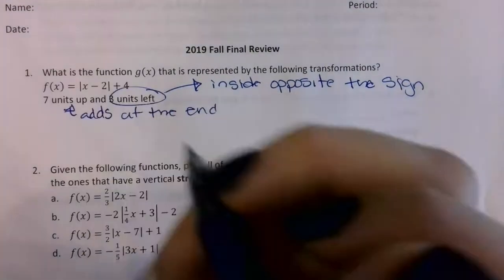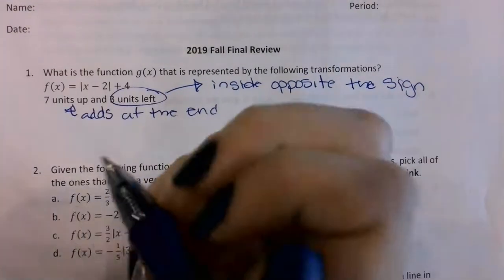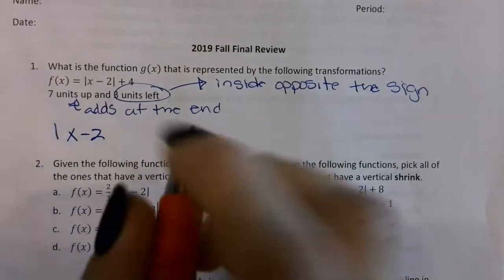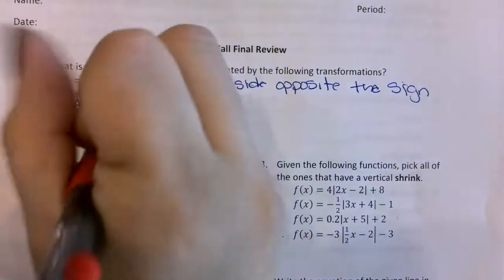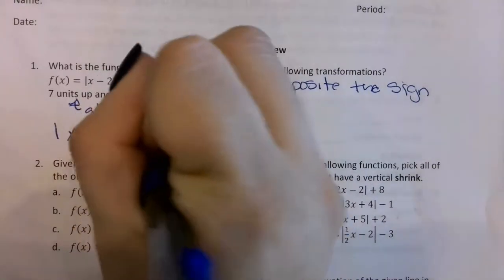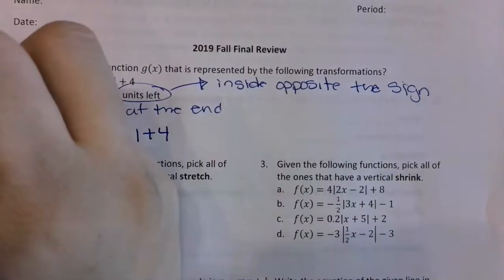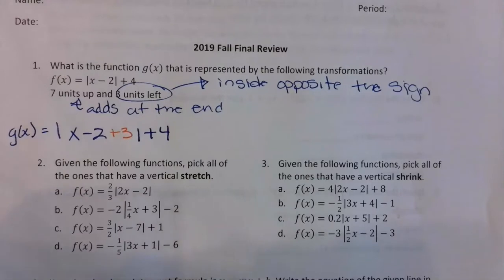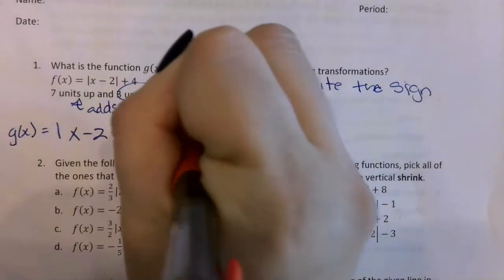Okay, so I'm going to make my changes in red. So I have x minus 2, that's from the original. 3 units left. Left is normally negative, so I'm going to add 3. And then it had plus 4 at the end. Oh, this is g, that's not good. And it's going 7 units up from that.